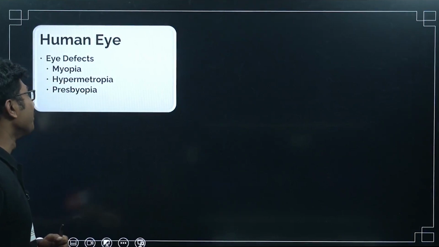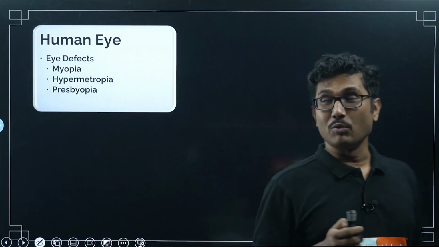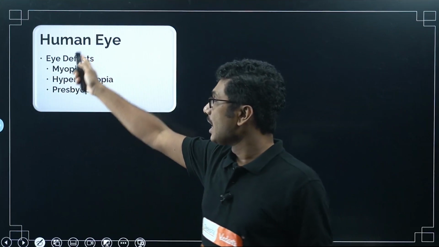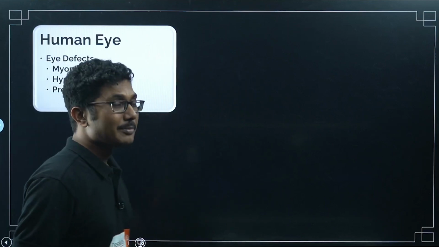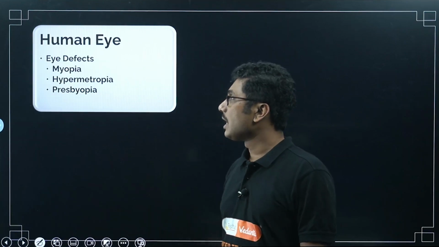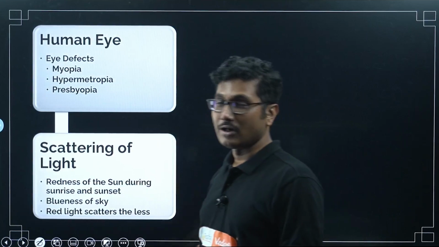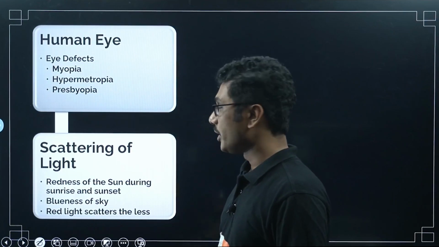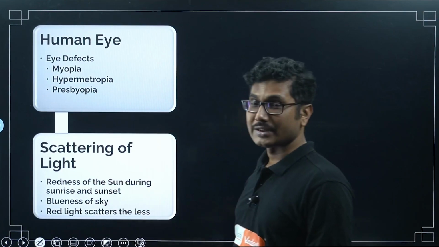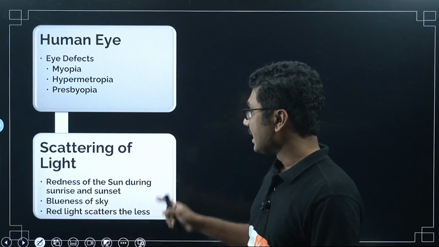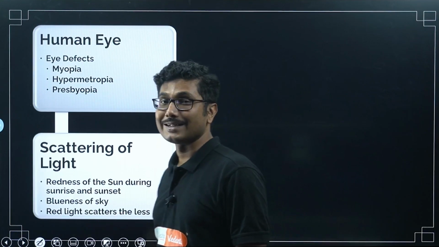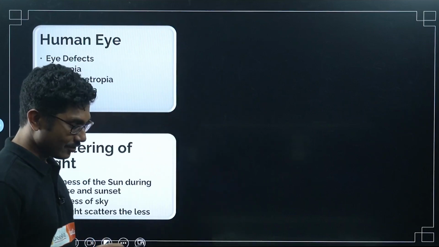First of all is human eye. Now, the structure of the eye is there, but the most important thing from a physics perspective is eye defects. There are three types of eye defects: myopia, hypermetropia and presbyopia. Then there is scattering of light. In scattering of light, what do we observe? Redness of the sun during sunrise and sunset, blueness of the sky. Then red light scatters the least, that is also because of the scattering of light.